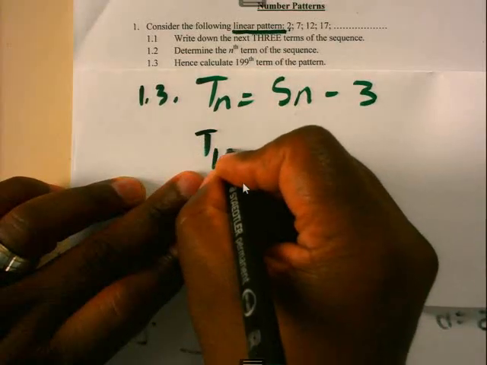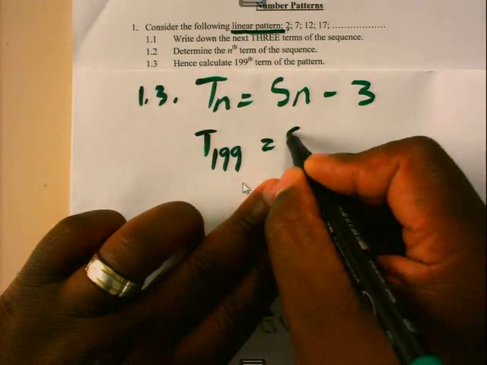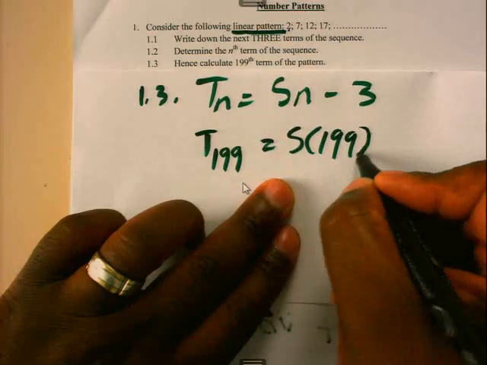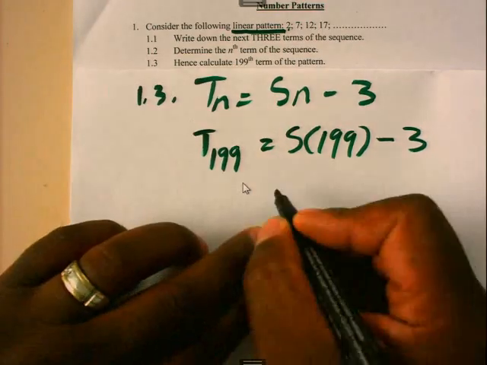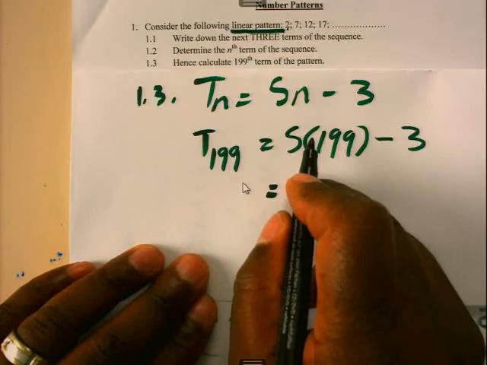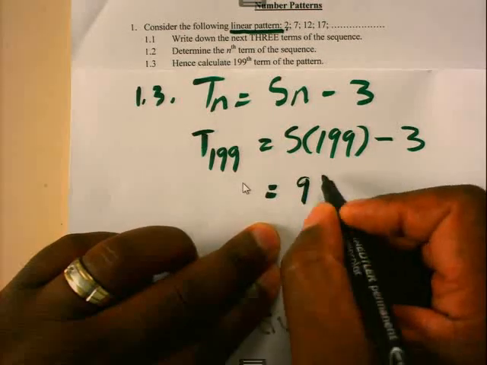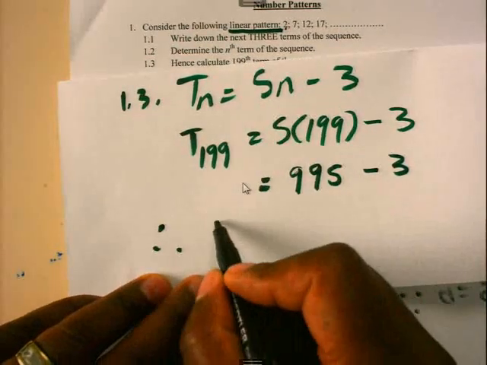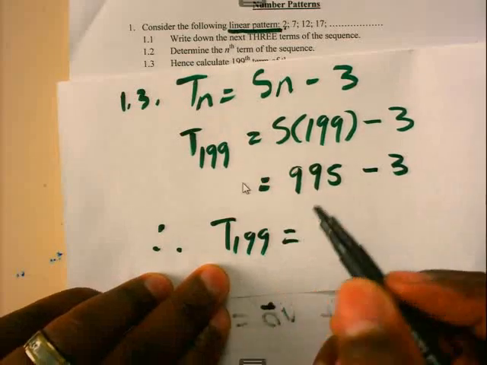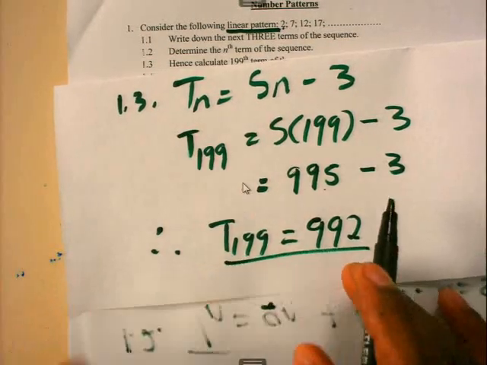T199 is equal to, you substitute n by 199. 5 into 199 minus 3. Then we carry on, we multiply 199 by 5. You take out the calculators. 5 multiplied by 199 will give you 995. So you have 995 minus 3. Therefore, term number 199 will be equal to 995 minus 3, which gives you 992. And this answers 1.3.